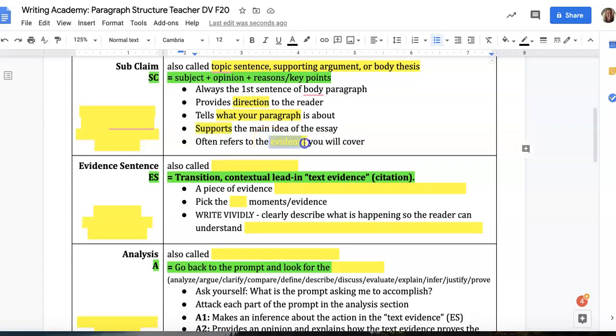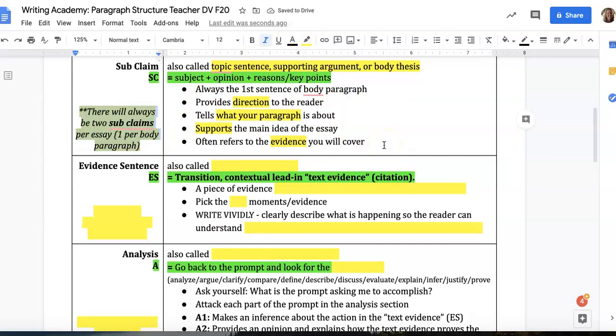Also, it will refer to the evidence you will cover. You won't specifically say what that evidence is, but let's say you have an example about Curley's wife and you have another example about Crooks, then you'll refer to those characters probably in your subclaim to help us understand where you will be headed. Now, there will always be 2 subclaims per essay, one per body paragraph, if you're writing a 4-paragraph essay. So basically if it's a 5-paragraph essay, you're going to have 3 subclaims because you'll have one for each body paragraph.